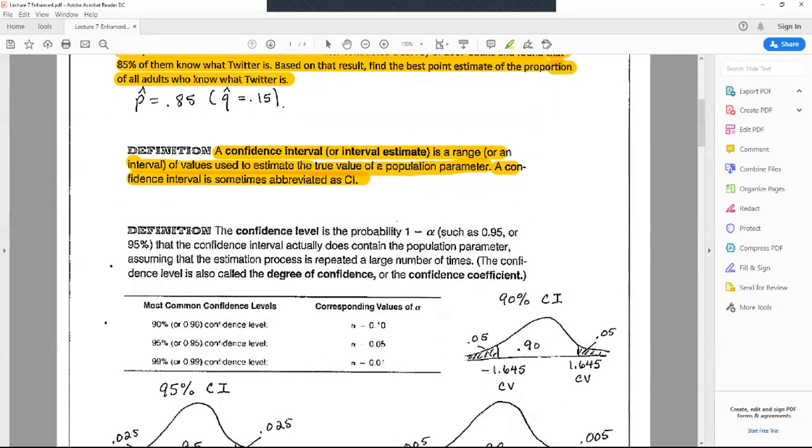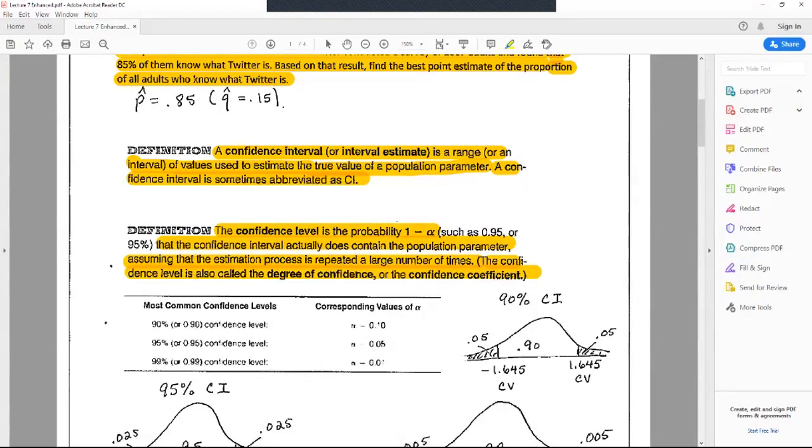One more term that goes with the confidence interval is the confidence level. The confidence level is the probability 1 minus alpha that the confidence interval actually does contain the population parameter, assuming that the estimation process is repeated a large number of times. The confidence level is also called the degree of confidence or the confidence coefficient. For our class, we will just say confidence level.